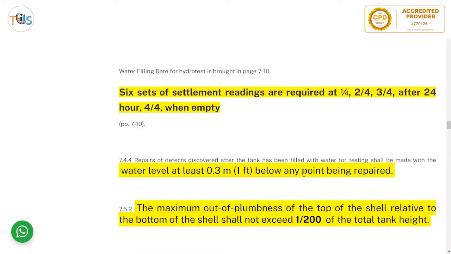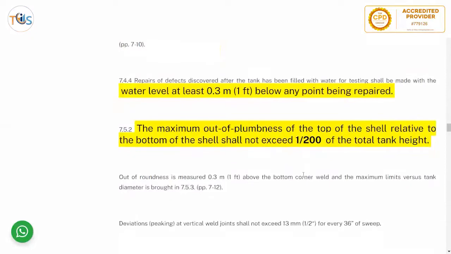6 sets of settlement readings are required: at a quarter field, a half field, a 3/4 field, after 24 hours, for fully filled, and then when empty. So that's 6. Repair of defects discovered after the tank has been filled with water for testing shall be made with the water level at least 0.3 meter or 1 foot below any point being repaired.